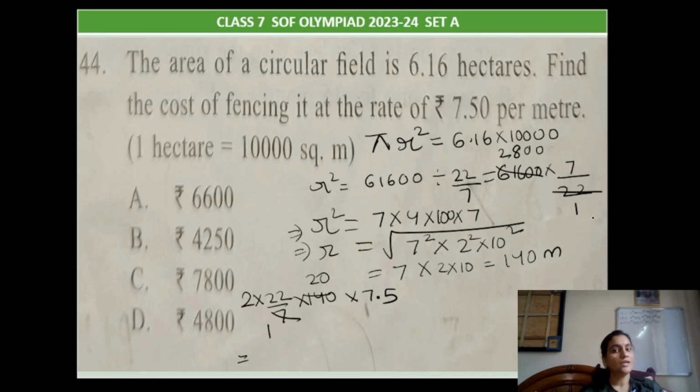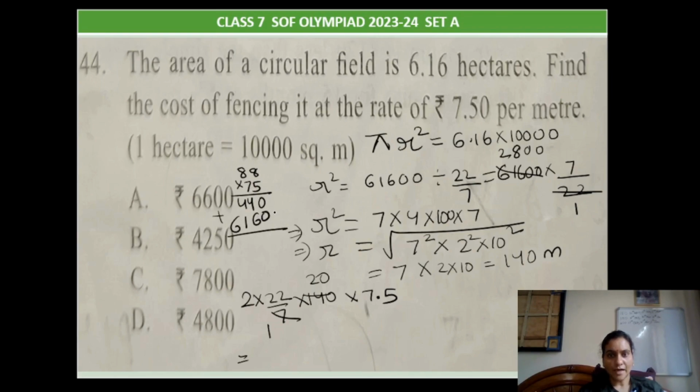880 into 7.5. So I'll multiply here. 880 into 7.5 means I can write 88 into 75. Same thing. So 5 8s are 40. Again 44 it will become. 7 8s are 56. 6 1 it will become.